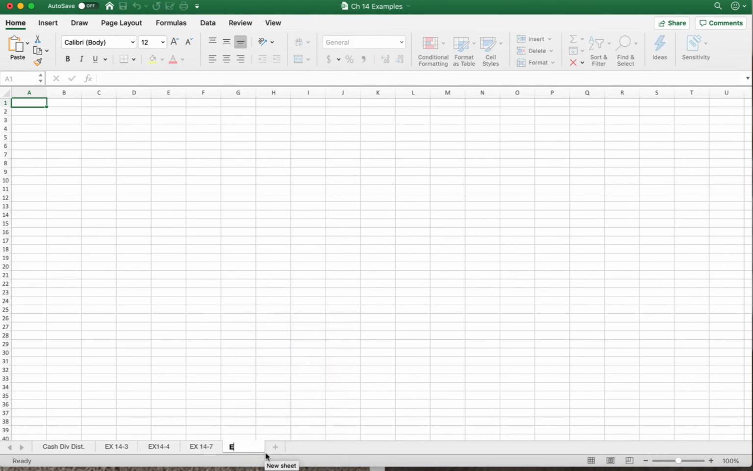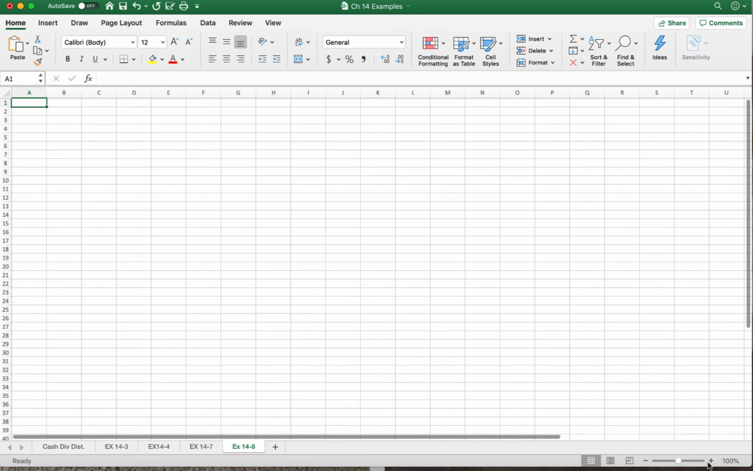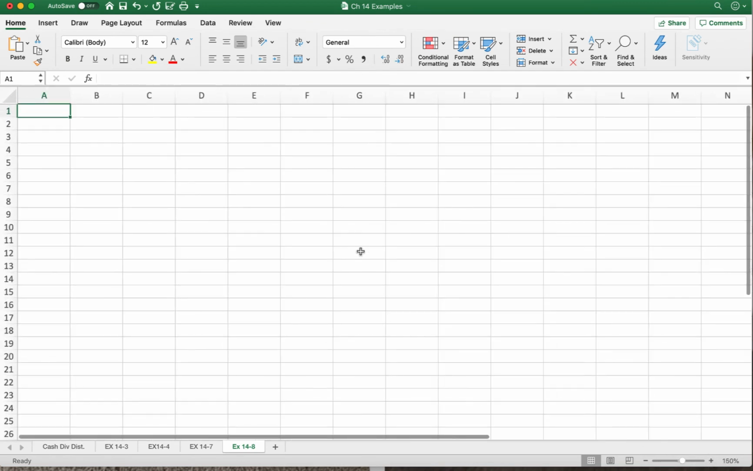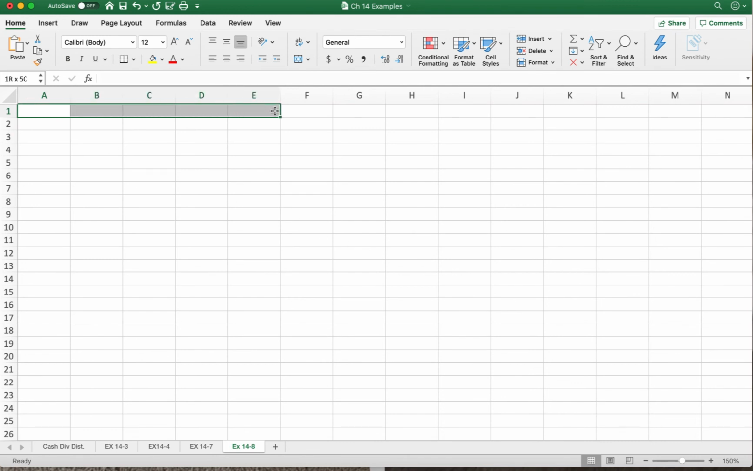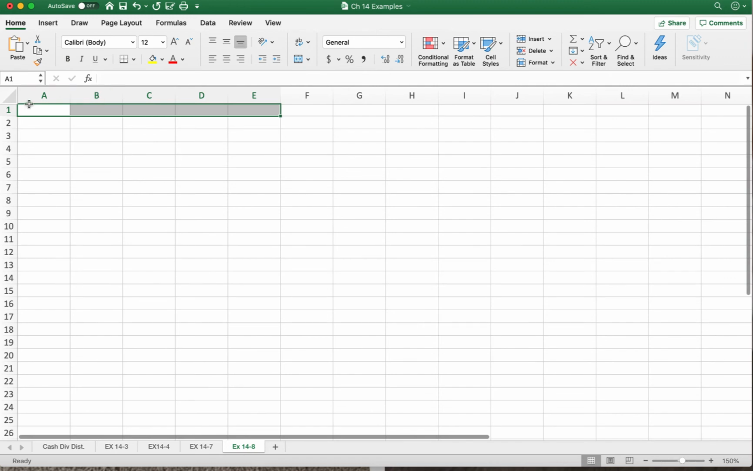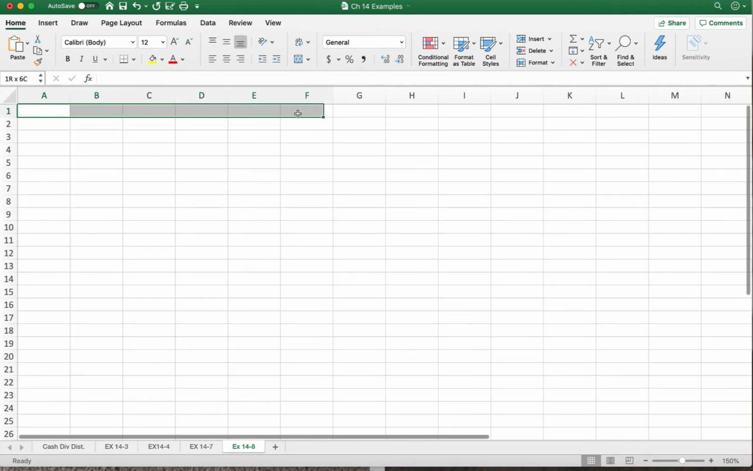Rename. This is exercise 14-8. Okay. And no debits and credits. Why? Because I'm preparing the retained earnings statement. So we need to do this in proper form, always in proper form, please. I'm going to count over 1, 2, 3, 4, 5, I'm going to count over 6 columns.